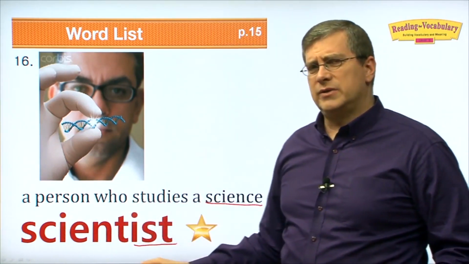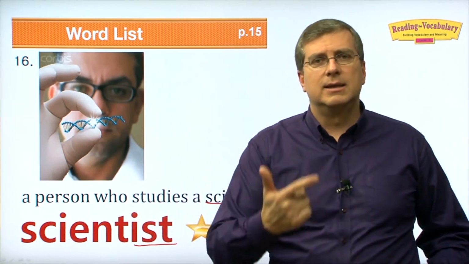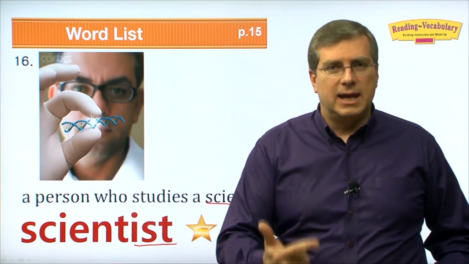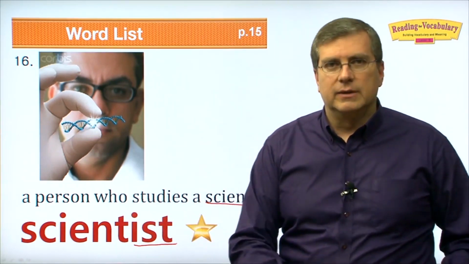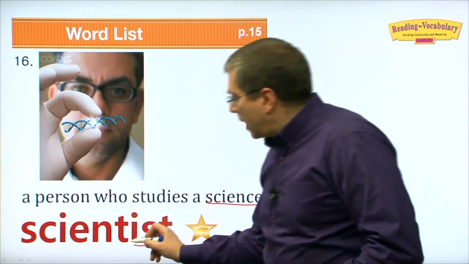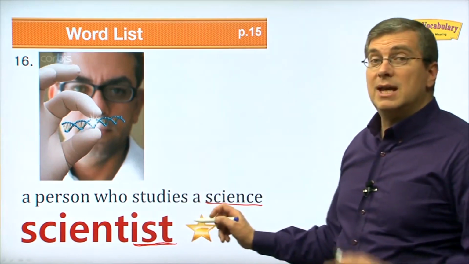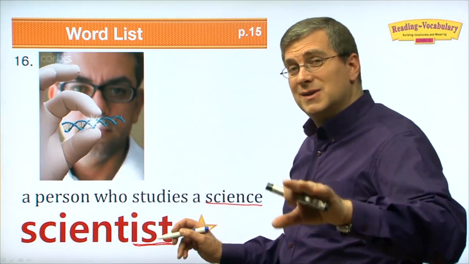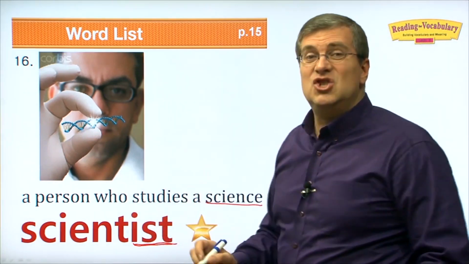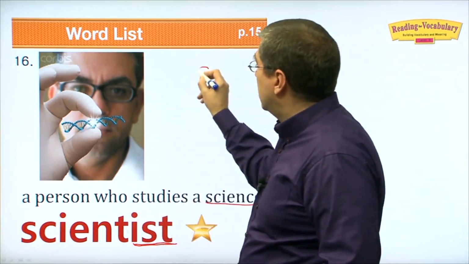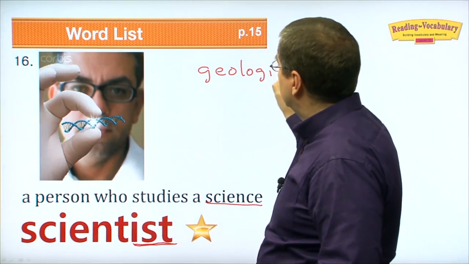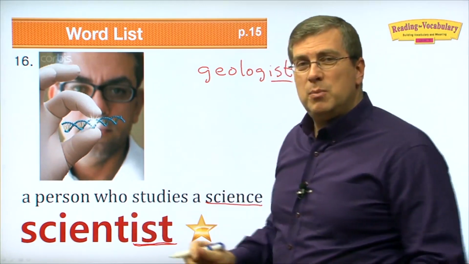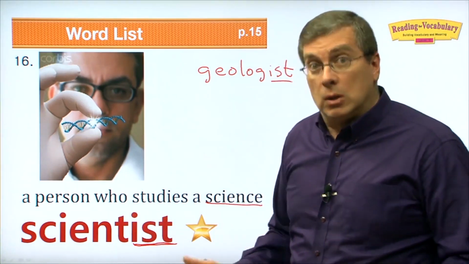Scientist. How many sounds do you hear? Scientist. Okay? So that's the word. And remember, IST is used for many things, especially when we're talking about science. People who study geology, what are they called? They are called a geologist. IST.